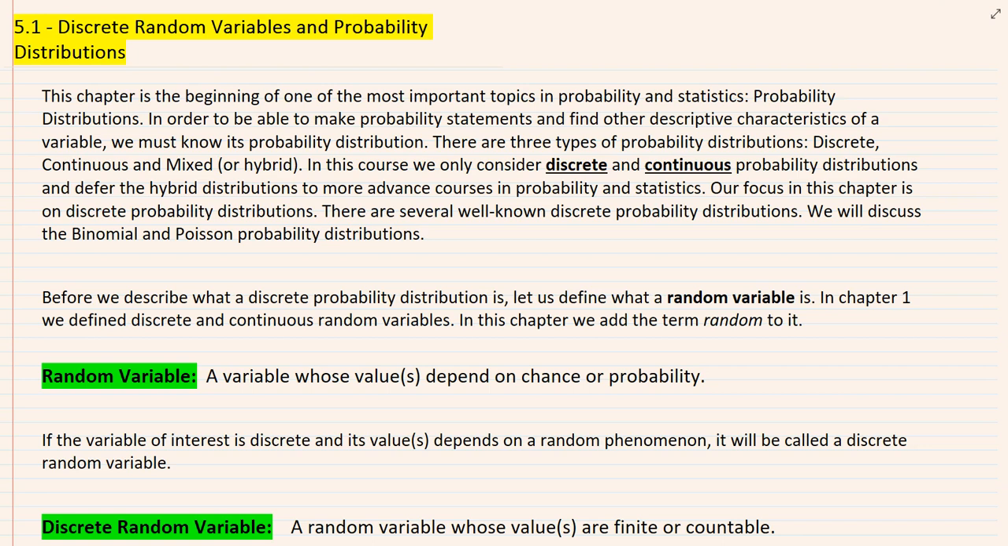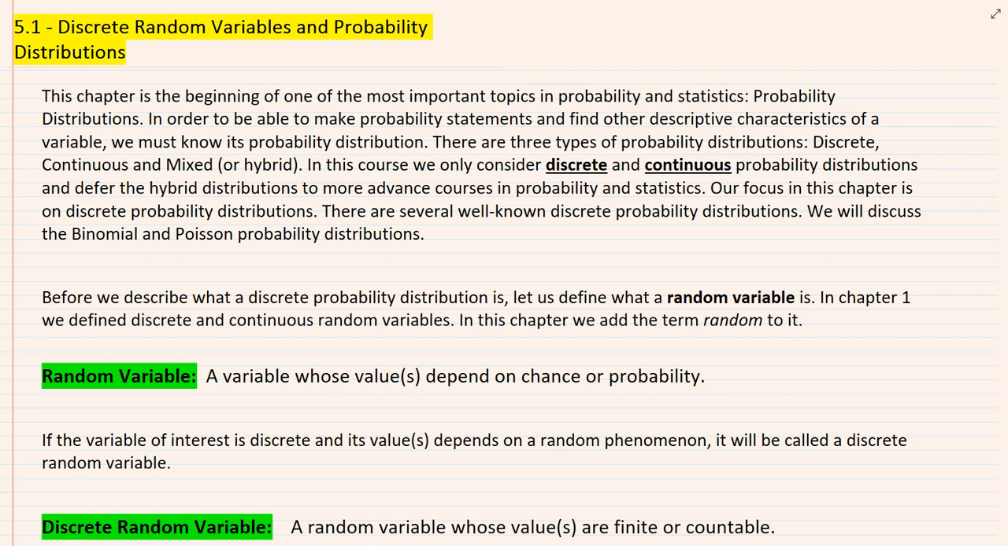Now, in an earlier chapter, we did mention discrete and continuous variables, and we defined them explicitly earlier. So this is kind of a continuation of the work that we've already done. The only difference is the word random here. So what we've done is added randomness to our variables. And we're just going to talk about discrete here, not continuous variables.